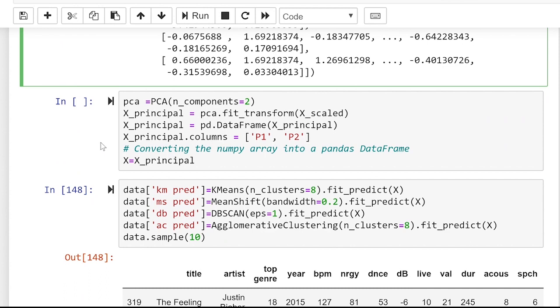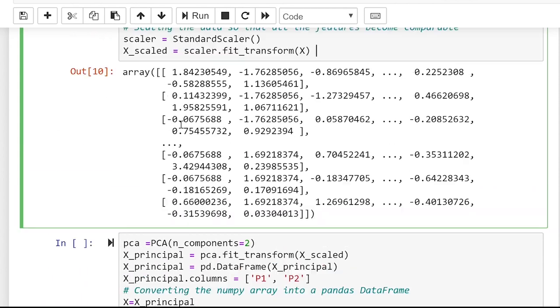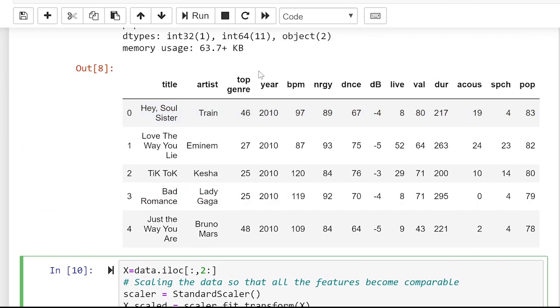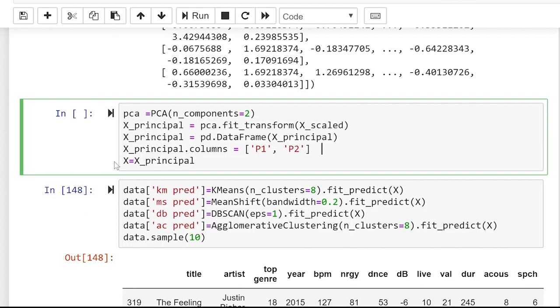The next step is principal component analysis. What does principal component analysis do? As you can see, we have a lot of columns over here. 1, 2, 3, and even I cannot count it. Let me count it. 1, 2, 3, 4, 5, 6, 7, 8, 9, 10, 11, 12. Principal component analysis is going to reduce the dimensionality of my data set. It's going to project these 12 columns into 2 columns.